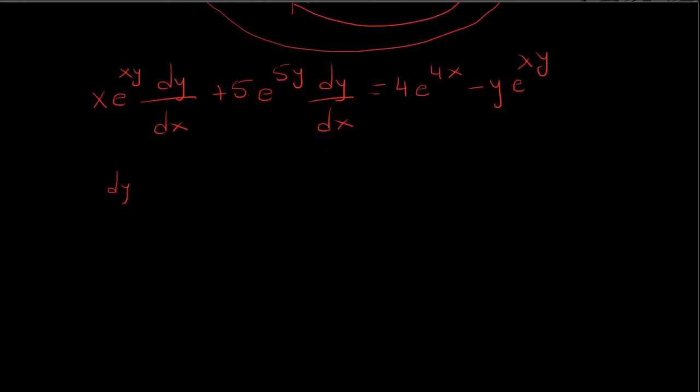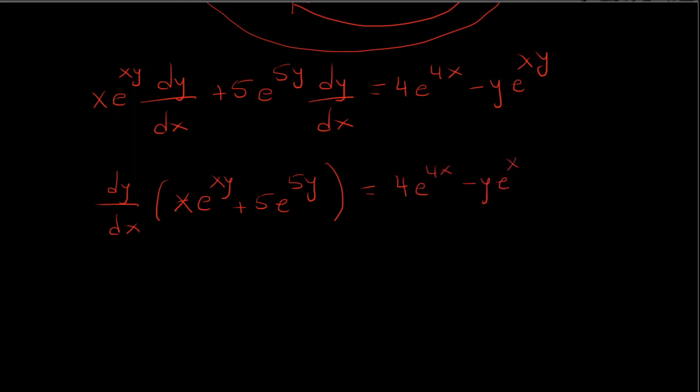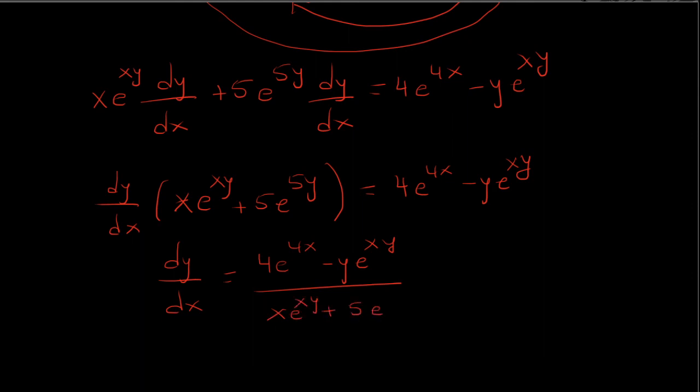I can finally pull out a dy over dx. I have x times e to the xy plus 5 times e to the 5y is equal to 4e to the 4x minus y times e to the xy. Finally, I want to solve for dy over dx, so I'm going to divide both sides by x e to the xy plus 5e to the 5y. And that is my derivative.